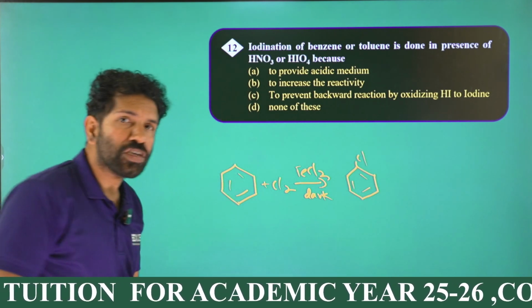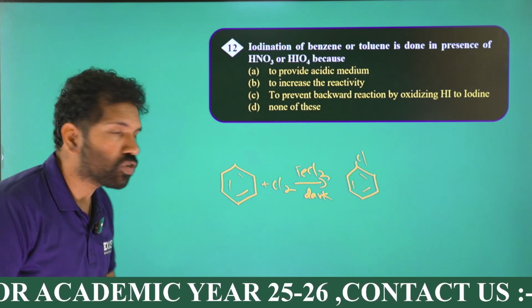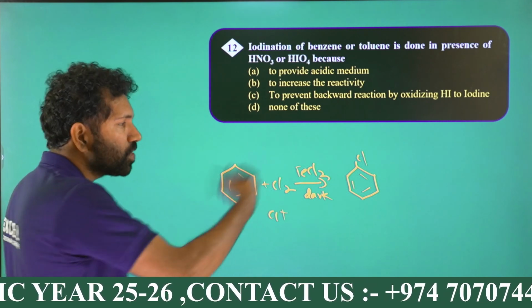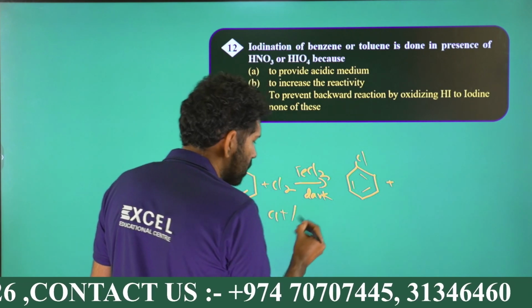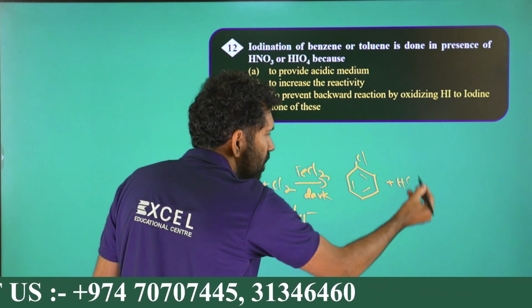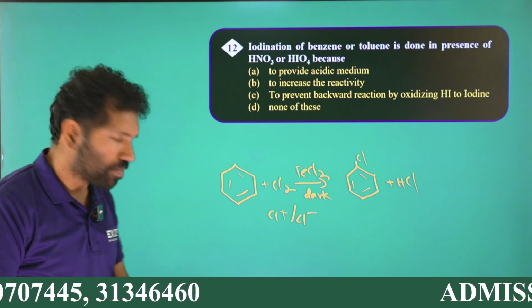Here this type of reaction is an electrophilic substitution reaction or ring substitution reaction. Here Cl plus will generate, Cl plus will attack here, H plus is going out, and H plus will combine with Cl minus to get HCl. Now what is iodination? Yes, we can do iodination by a similar method.